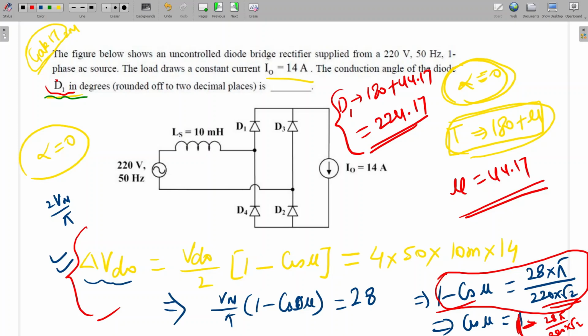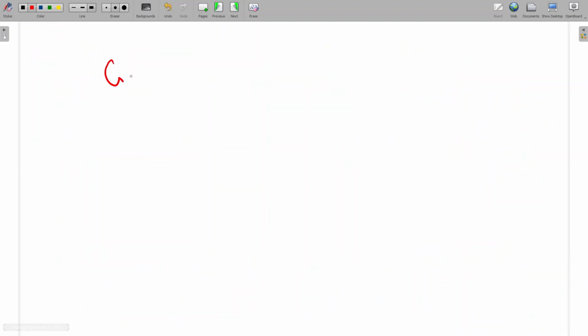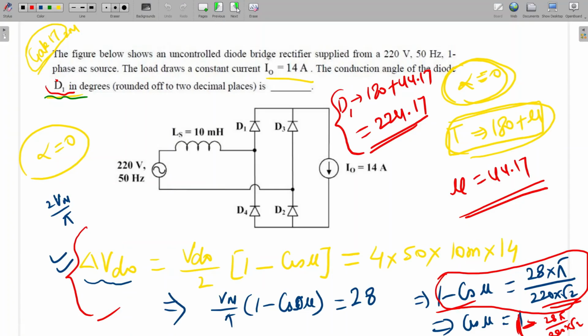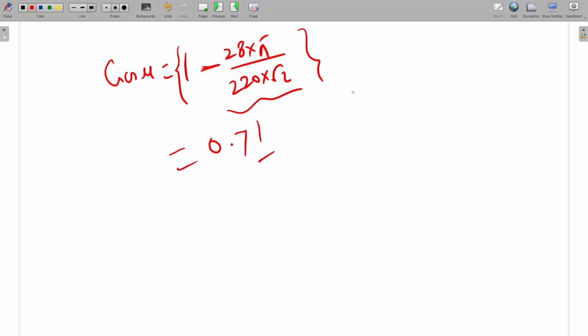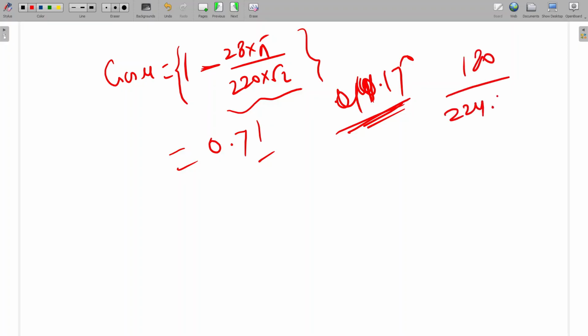Cos mu, I am getting 0.7174. Something mistake you have done. 1 minus 0.7 something will come, sir. Okay, 0.718. 28 pi divided by 220 into root 2. So this value will be less than 1 always. Yes, sir, I am calculating, getting 0.71. Now if you take the inverse, it will be 40 point something, 40.17. Or 44.17, sir. Okay, 44.17. And if you add that to 180, that will be 224.17.